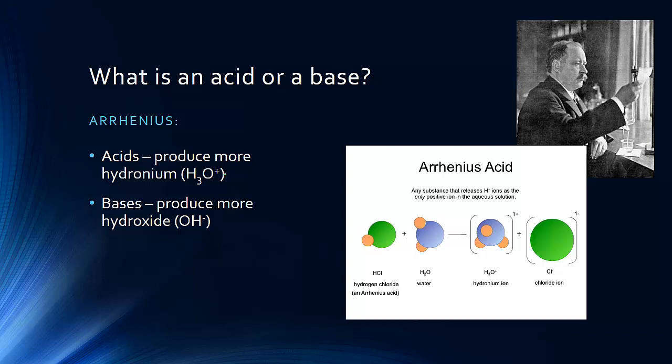If you add something to solution that gives off hydrogen ions, you'll make more hydronium, and we call those substances acids. Acids release hydrogen ions. So generally speaking, the formula for an acid is a hydrogen ion in any anion, because when placed into solution, the hydrogen ion will dissociate from the anion.